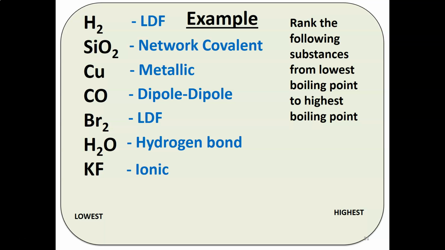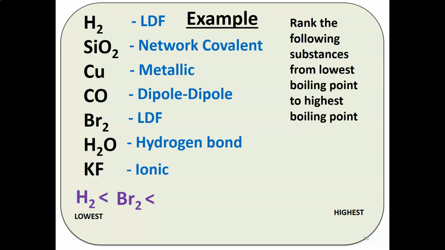So for the lowest substance, the lowest boiling point will have the weakest forces. London dispersion are the weakest, but I have two things with London forces. I have hydrogen gas and bromine gas. But if I look at that, I have to remember the larger the molecule, the more London forces it has. That means hydrogen is going to be the lowest, and then bromine gas. Both London forces, but that's how I rank them.